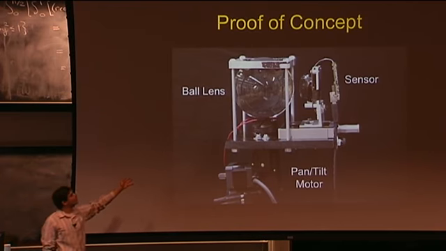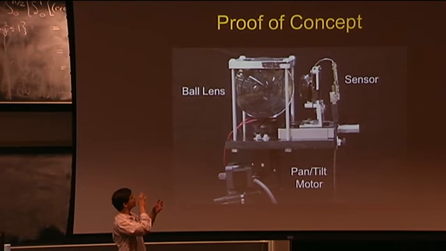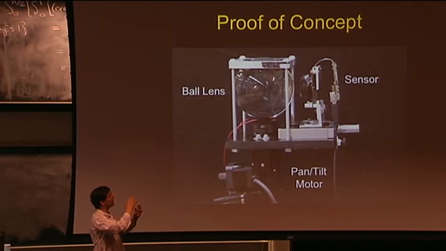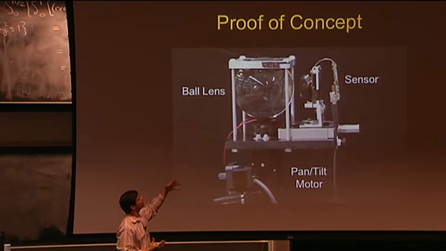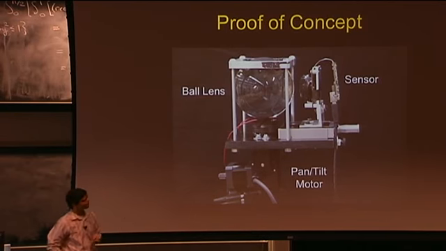As a proof of concept, we built a system to emulate our proposed design, which just uses a ball lens and a single sensor. The single sensor is scanned sequentially to multiple sensor positions using a pan-tilt motor. For static scenes, this system would capture exactly the same imagery as a complete system, which uses 225 different sensors.